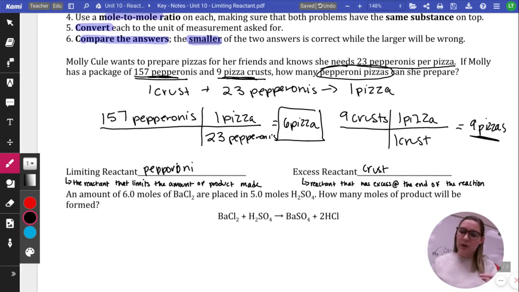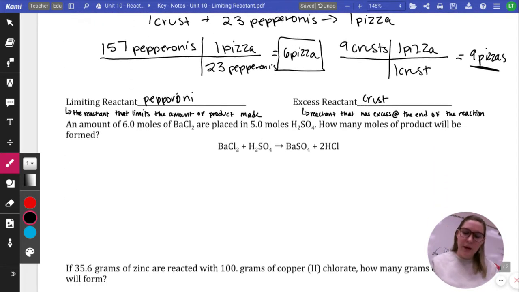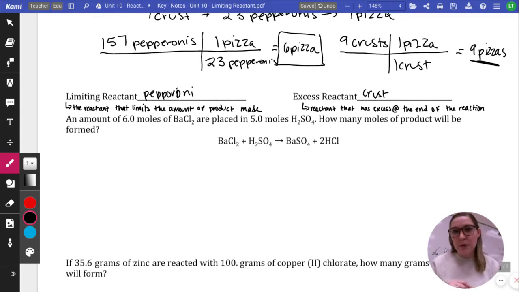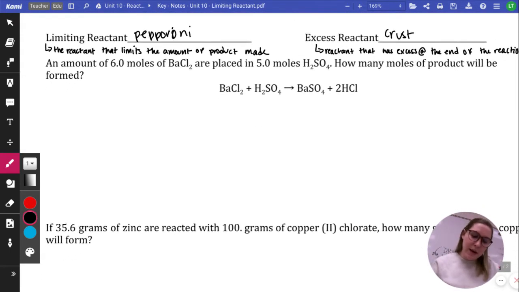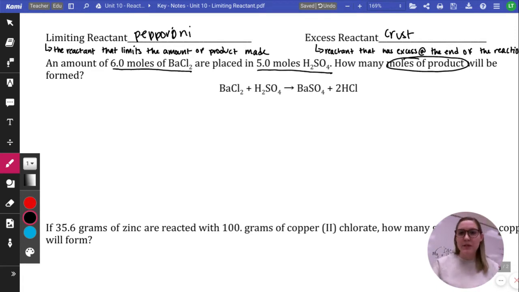So now let's do it with chemicals and chemistry. All right, we're going to start with a nice, easy mole-to-mole ratio one. This one says an amount of 6 moles of BaCl2 are placed in 5 moles of H2SO4. How many moles of product will be formed? It just says product, so we can choose either one. I'm going to go ahead and change it to how many moles of HCl, or hydrochloric acid, will be formed.